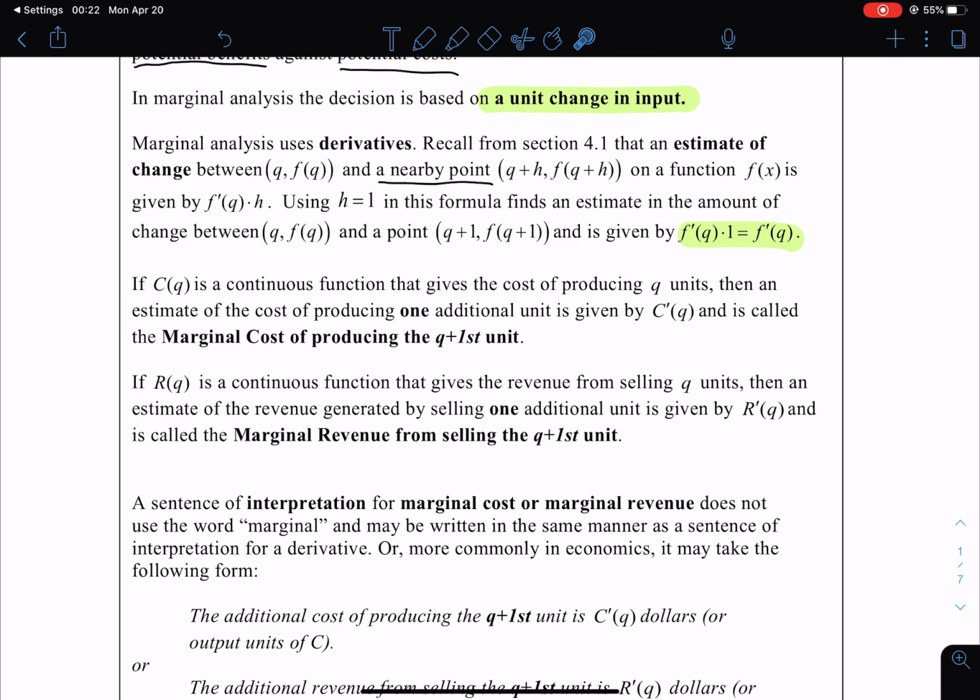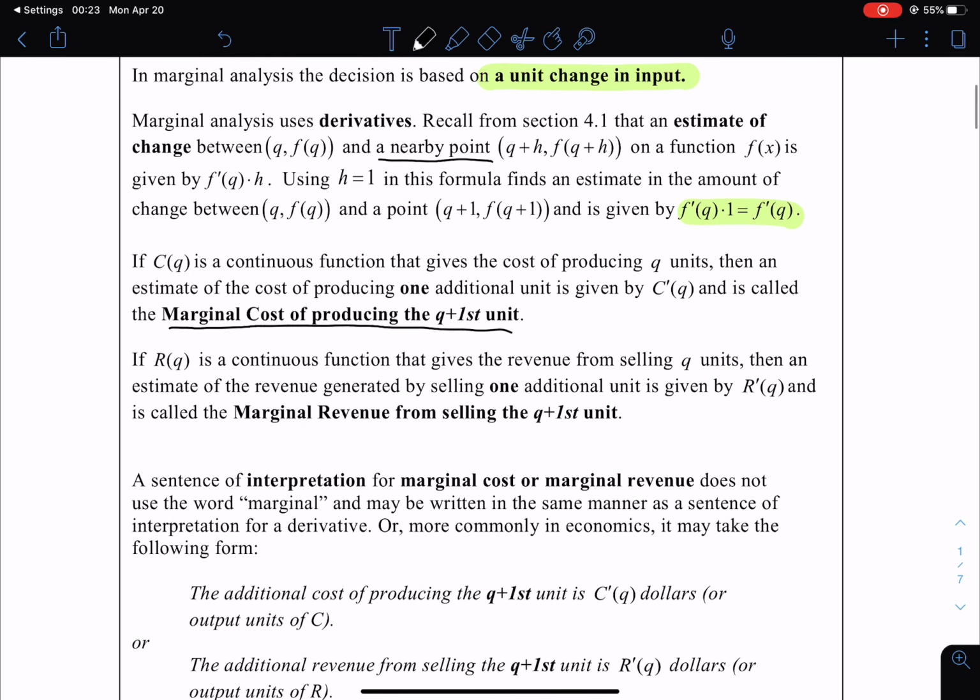All right, the next part, you can see in the first part, we talk about the marginal cost of producing the Q plus first unit. And the next one is the same, but we change cost to revenue, and similarly, producing to selling. So let's talk about the details. The first one, of course, is the function of a cost, so we use C. And for the next one, revenue, we just use R.